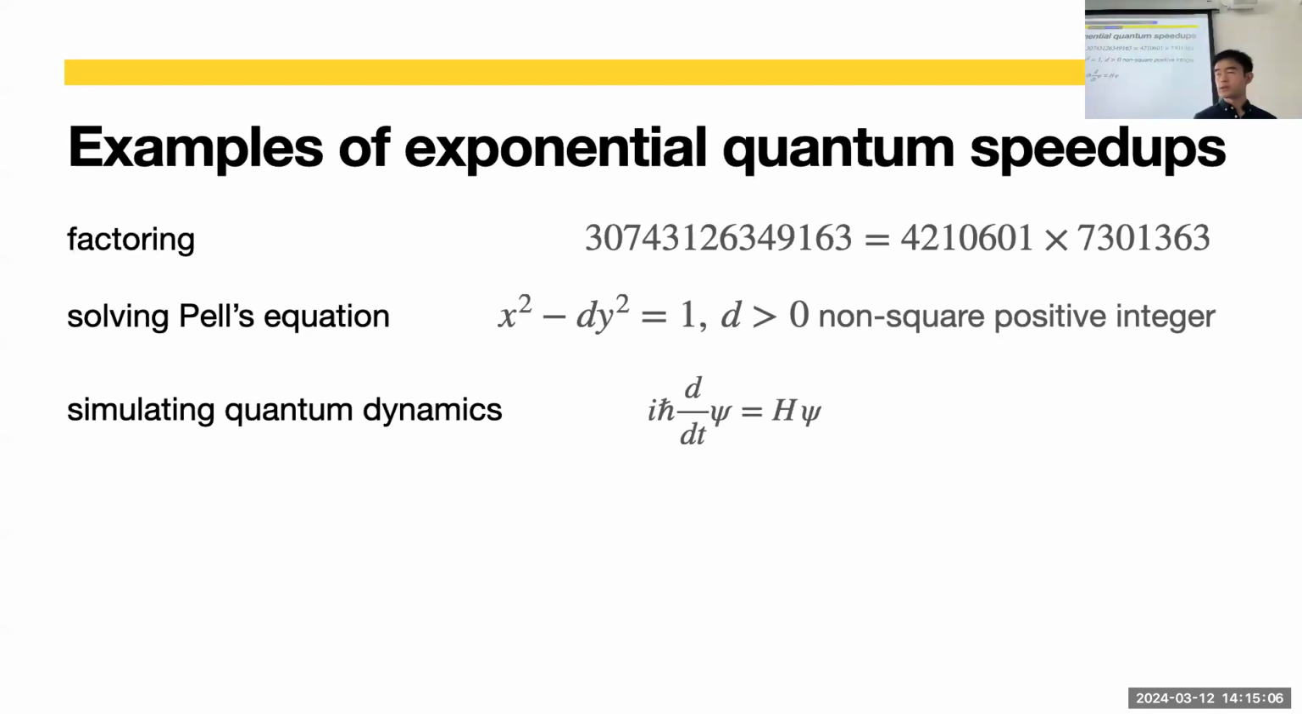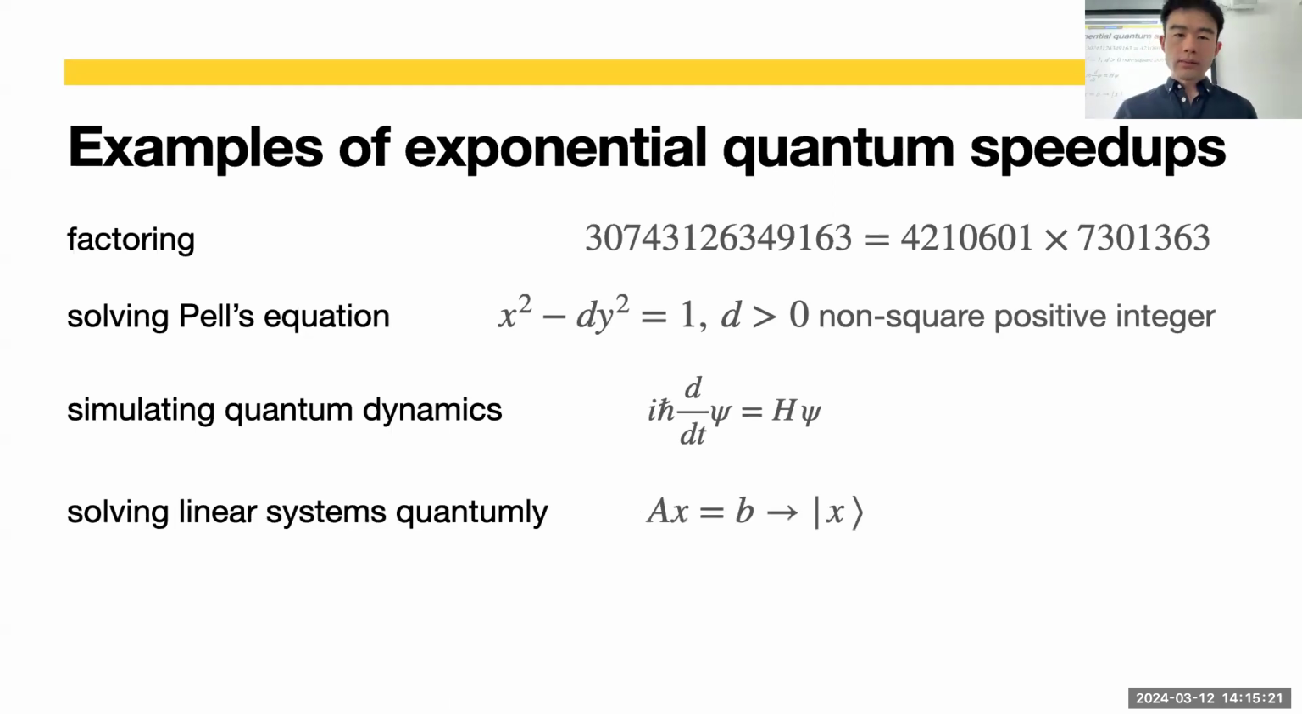We also have simulating quantum dynamics. So here is the Schrödinger equation, and we want to evolve this equation on a quantum computer, producing a quantum state that encodes the solution psi. Another one is solving linear systems quantumly. So we start with the equation Ax = b, and the goal is to output the quantum state that encodes the solution x. Importantly, this really is a quantum problem. The solution that gets output is not x written on a piece of paper, but rather x encoded in the amplitudes of some quantum state. So that's why I say it's solving linear systems quantumly.